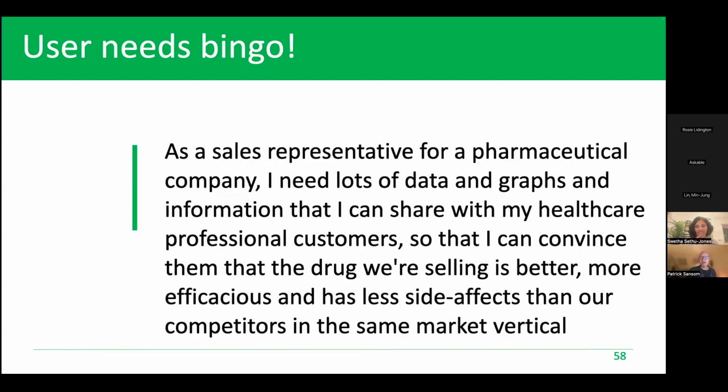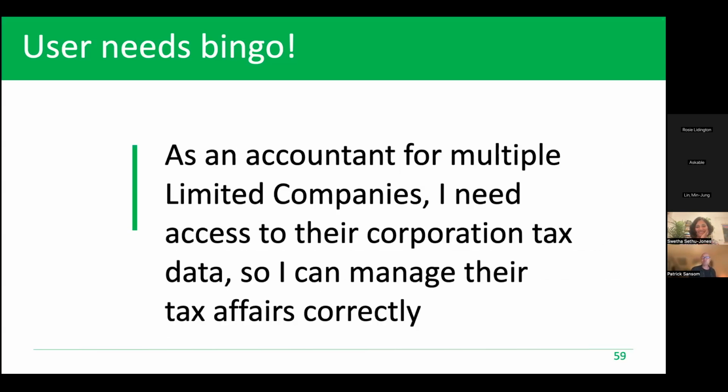Right. As a sales representative for a pharmaceutical company, I need lots of data and graphs and information that I can share with my healthcare professionals so that I can convince them that the drug we're selling is better, more efficacious, and has less side effects than our competitors in the same market vertical. Is that good or bad? As an accountant for multiple limited companies, I need access to their corporation tax data so I can manage their tax affairs correctly. Check.